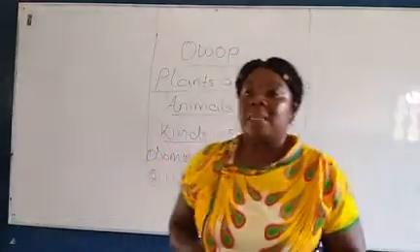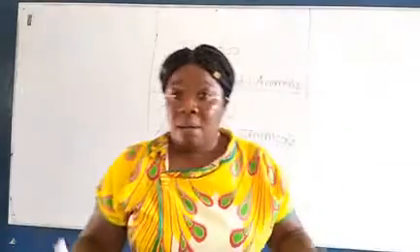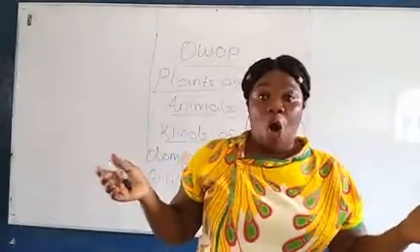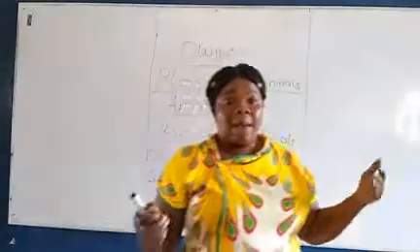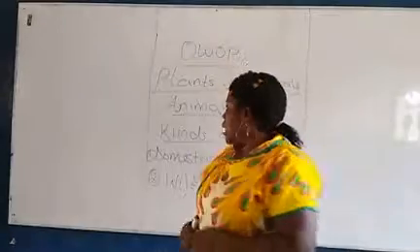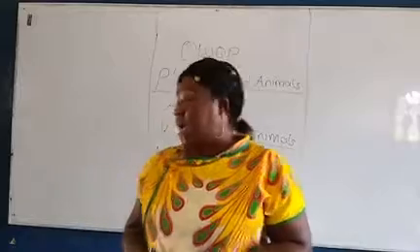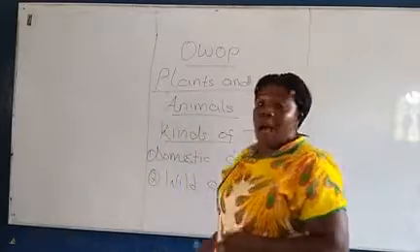Examples are cat, dog, hen, cock, duck, pig, and so on. These are the animals that we refer to as domestic animals. Now, let's move on to the wild animals.